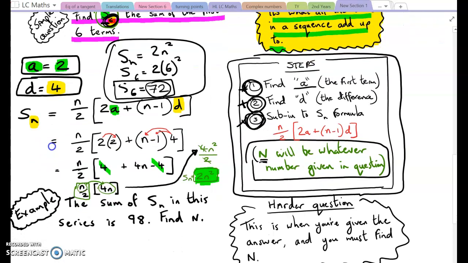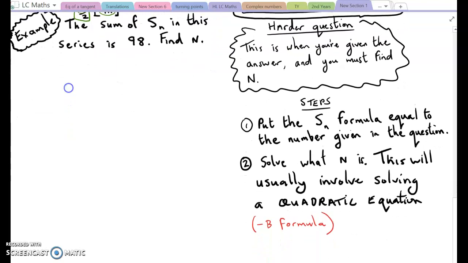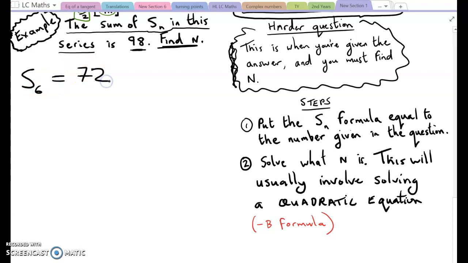Now there are harder questions that they can ask where it's a little bit trickier, and this is an example of that. This is when you're given the answer and you must find n. So an example would be, the sum of Sn in this series is 98. Find n. So we knew that S6 was equal to 72. And they're telling us that there's also an answer of 98. That when you add up a certain amount of those terms, you get 98. Essentially, they're looking for n.